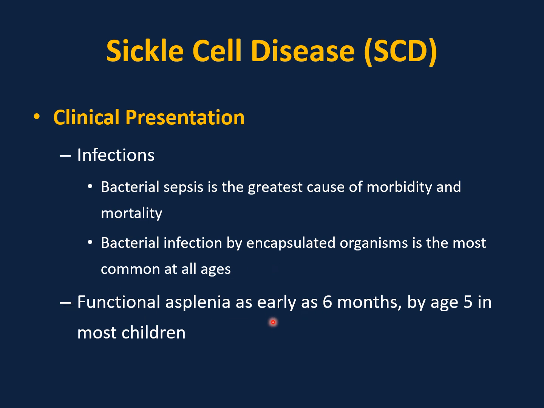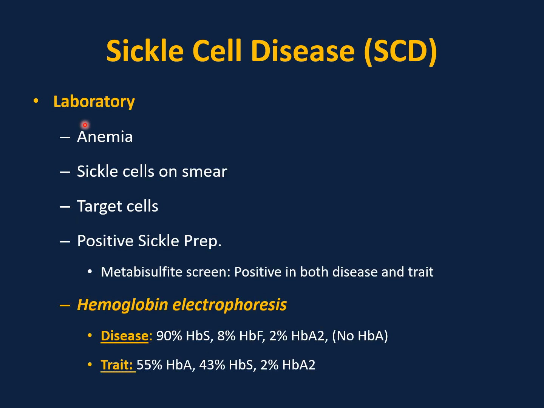Functional asplenia occurs as early as 6 months of life and by age 5 in most of the children. Laboratory findings in cases of sickle cell disease: anemia, sickle cells in the peripheral smear, target cells. If you do not see sickle cells in the peripheral smear, you can do a sickle prep with metabisulfite. This will make the hemoglobin sickle, especially in cases of the trait if you do not see any sickling in the peripheral smear. So this will be positive in both the disease and the trait.